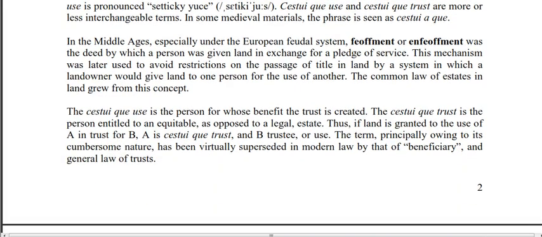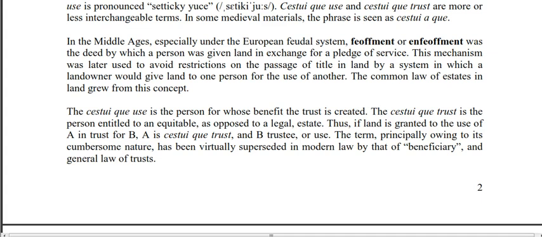In the Middle Ages, especially in the European feudal system, feoffment or enfeoffment was the deed by which a person was given land in exchange for a pledge of service. This mechanism was later used to avoid restrictions on the passage of title in land by a system in which a landowner would give land to one person for the use of another. The common law of estates and land grew from this concept.